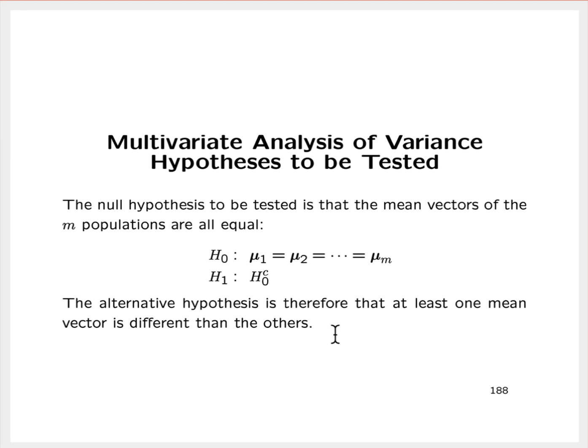But in words, we can describe the alternative hypothesis as that at least one of the mean vectors is different than the others. So again, the null hypothesis is that the mean vectors of the m populations are all the same, they're all equal. The alternative is that at least one of the mean vectors is different than the others.